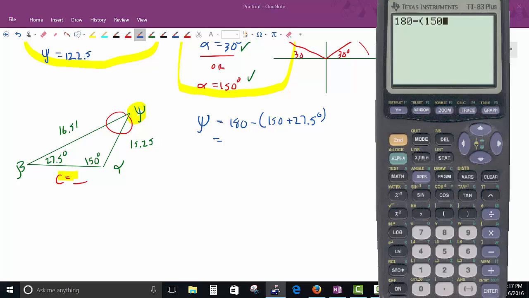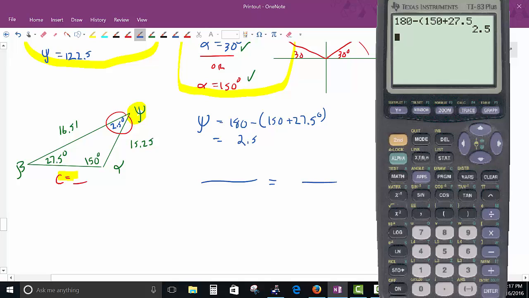So this is 150 plus 27.5. Want to make sure we get a positive answer, and we do. So 2.5 is a valid angle. So now we just got to do law of sines to finish up then. So let's do our law of sines proportion.